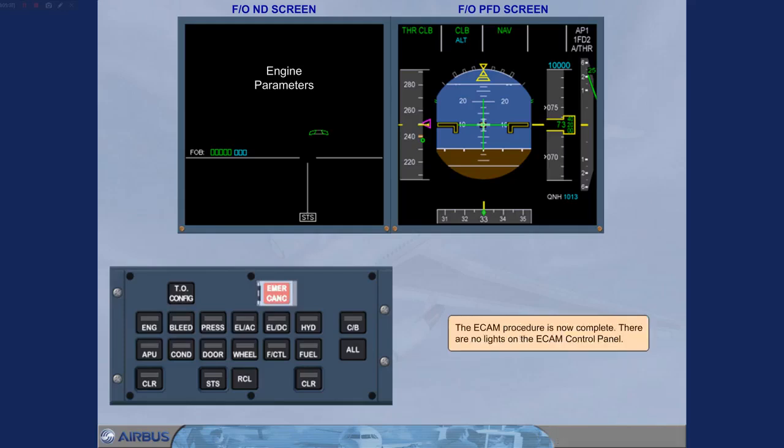The Ecam procedure is now complete. There are no lights on the Ecam control panel. During the approach phase, there is no automatic call of the status page when the flaps lever is moved to 1, or when QNH is set. To remind the pilots to review status, the boxed status symbol on the engine warning display pulses. The status page should be selected as before.